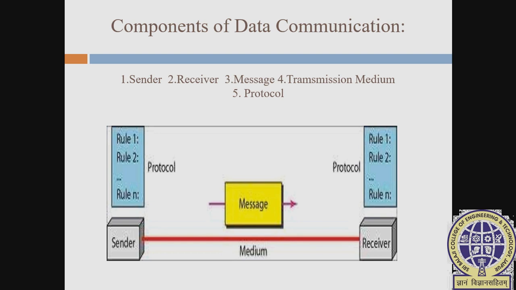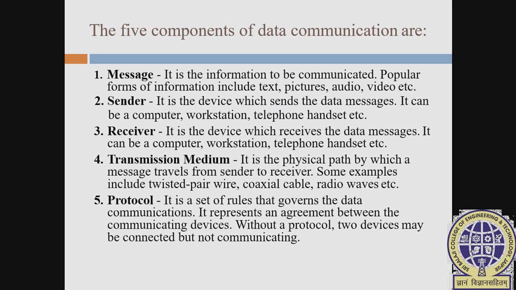Next one is medium. Medium is the connection between sender and receiver, both two ends. In other words, A and B, two different devices. The medium is a connection. And the last one is receiver. The receiver receives the data and then sends the written acknowledgement or written information to the sender. That is the five basic components for data communication.